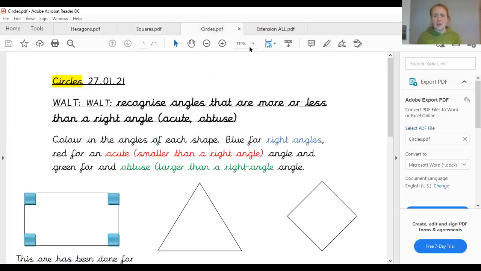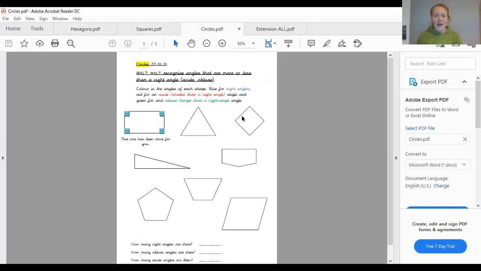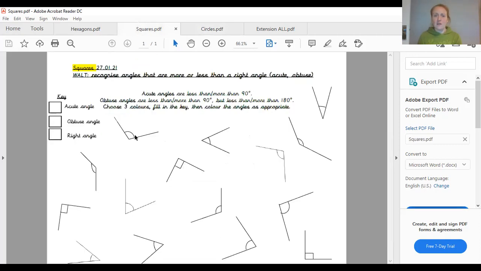Circles, let me just make this a bit smaller, you have got these shapes here, and this one I've done for you. Colour in the angles of each shape, blue for right angles, red for acute, which is smaller than the right angles, and green for obtuse. So remember, if it's acute or obtuse, you use that curved edge to show it. I'll just show you that on the square sheet like this.